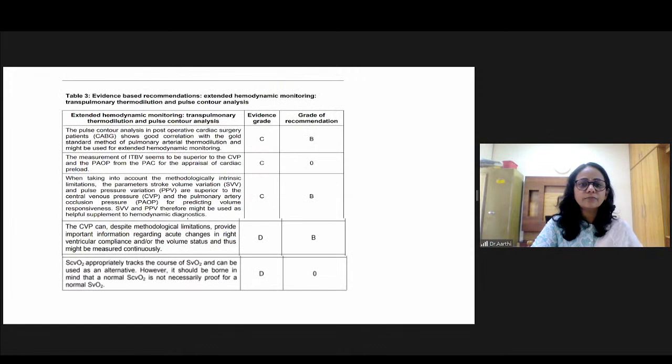Coming to the evidence, pulse contour analysis in post-operative CABG patients has a good correlation with the gold standard pulmonary artery thermodilution techniques, and also with measurements like intrathoracic blood volumes. Pulmonary artery occlusion pressures using a PAC catheter are recommended in major cardiac surgeries. And CVP alone is not a good predictor of volume status, and mixed venous oxygen saturation could contribute along with other parameters to assess the hemodynamic changes.